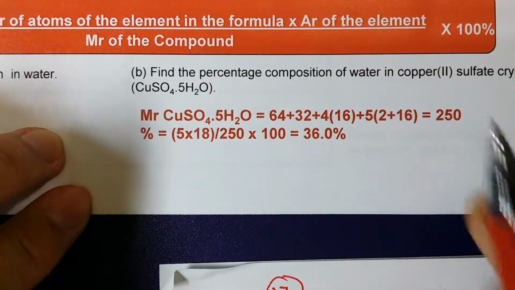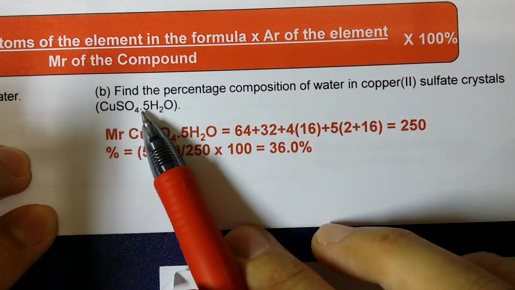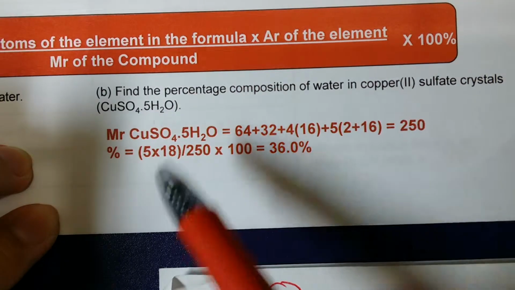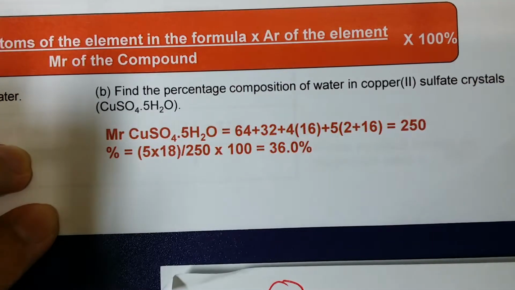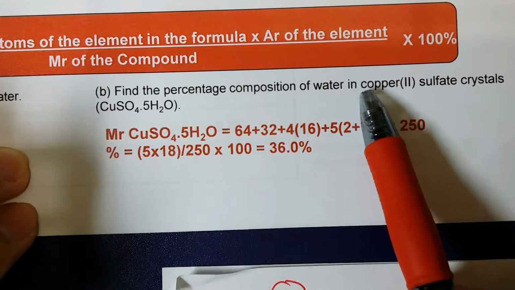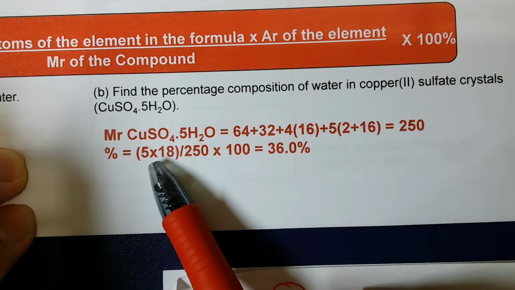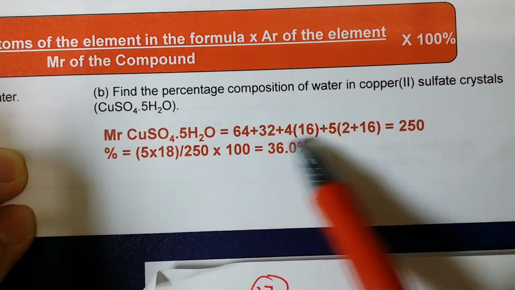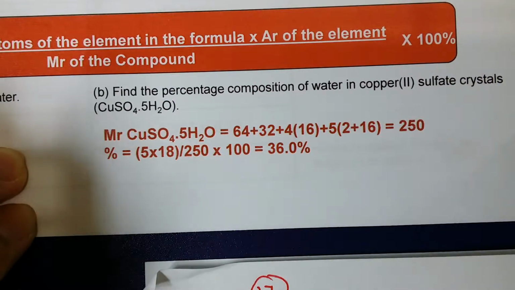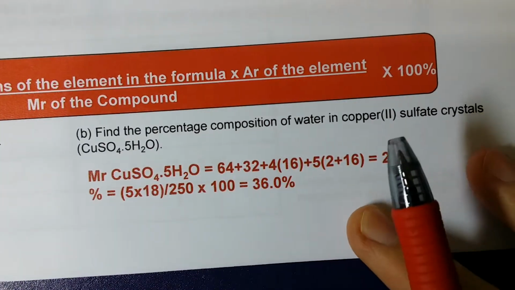How about this? Find the percentage composition of water in a copper(II) sulfate crystal. Okay, so this dot means plus in chemistry. 5H2O means this is a crystal, and this crystal has 5 moles of water inside. So in order to find the percentage composition of water, the numerator has to be 5H2O. Okay, 5 times 18, where 18 is the MR for H2O, divided by the MR for the whole thing. The MR of the whole thing is 250. So you get 36.0, 3 SF. Okay, percentage composition, no problem.